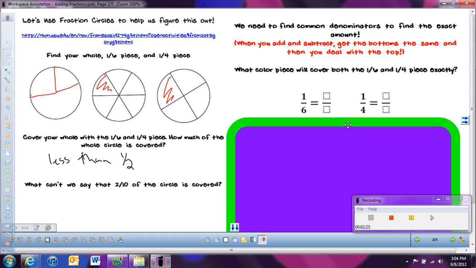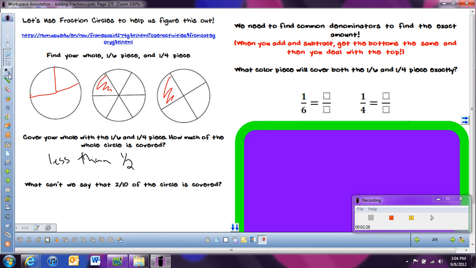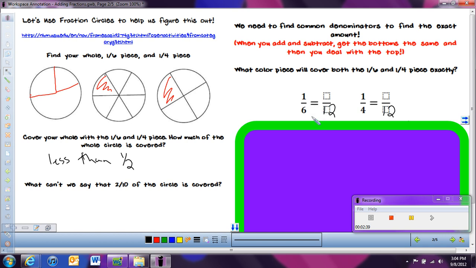So what we're going to do is find a common denominator, which if you watch the last lesson, you know that we use fraction circles to help cover them up. But we won't go and cover them all up. I'll just let you know that 12, the 12th piece, goes and covers up the 6 and the 4. And so to create our common denominators, I'm going to go from 6 to 12. I'm going to times by 2. And whatever I do to the bottom, I'm going to do to the top.